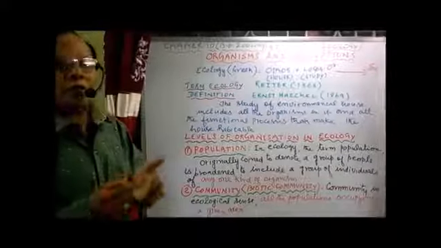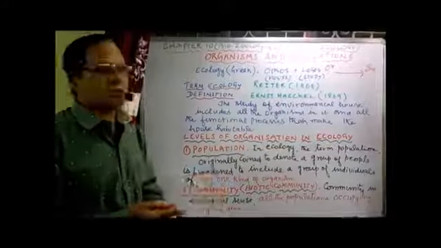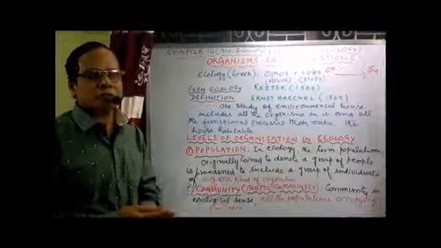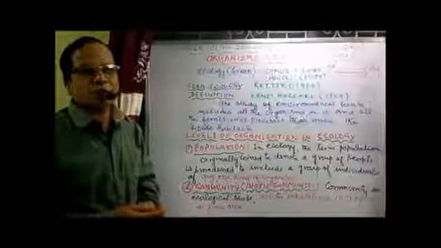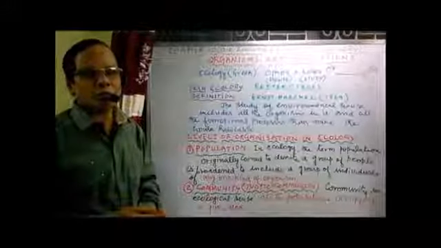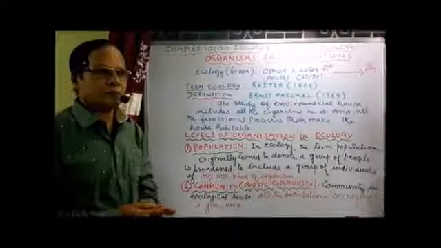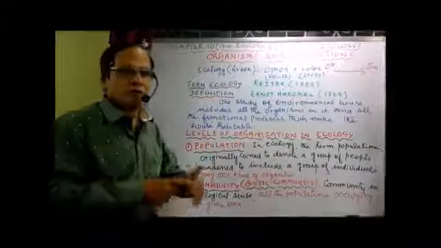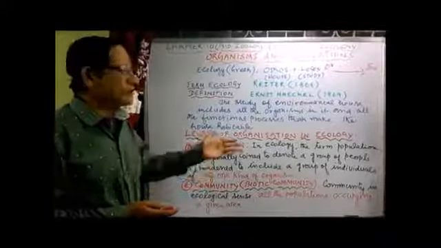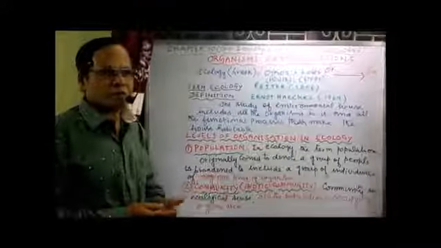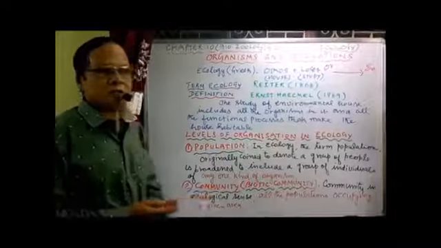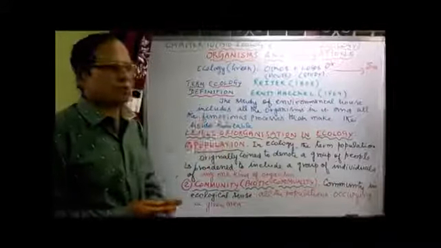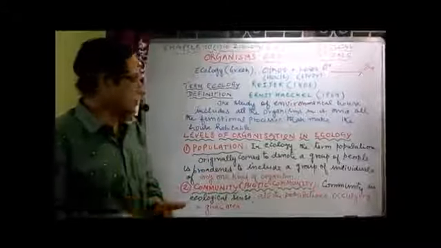Then we have different levels of organization in ecology. Number 1, population. Number 2, community. Number 3, ecosystem. Number 4, biome. And number 5, ecosphere. These are the different levels of ecology. So the 5 different levels as per the book: population, community, ecosystem, biome, and finally ecosphere. We'll see the definitions one by one first, then we'll go into the lesson.